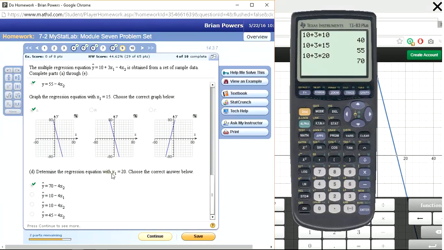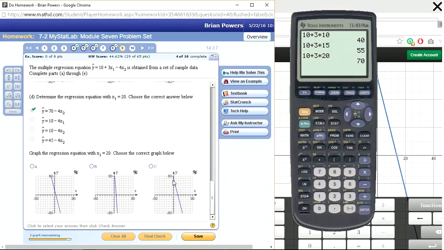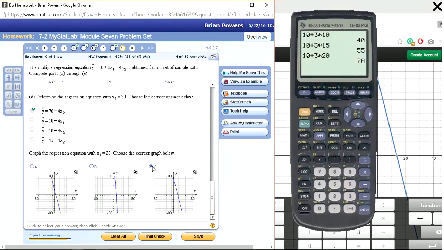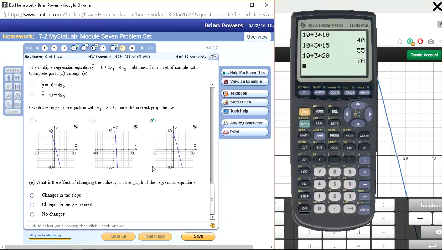Okay, and let's see. The slope is going to be the same. It looks like this is probably it. We want to have a 70 slope or 70 intercept. Yeah, that looks fine. So clearly what you can see, the effect of changing the value x1 changes the y-intercept.